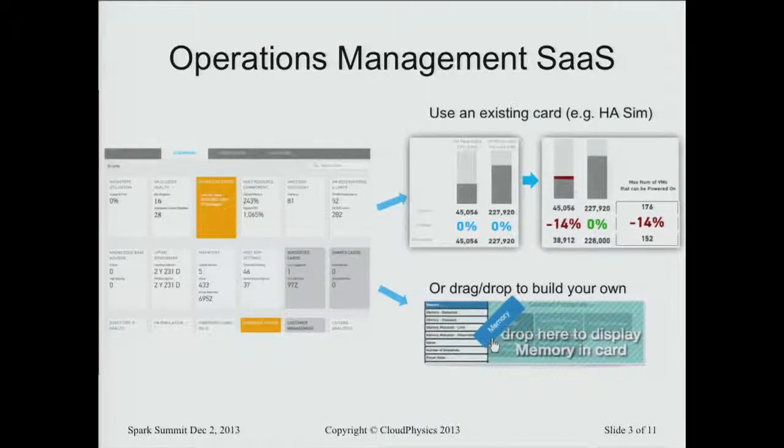On the right-hand side, the top part shows that among these cards, there are a subset that are pre-built by us. In this case, it shows a card that allows you to simulate resource reservation ratios when you need to reserve certain compute resources in your cluster to deal with server failures. And then the bottom part shows the way we provide a drag-and-drop user interface to allow you to easily pull together relevant data for any task, really. For example, to debug a performance issue with a virtual machine in your infrastructure.